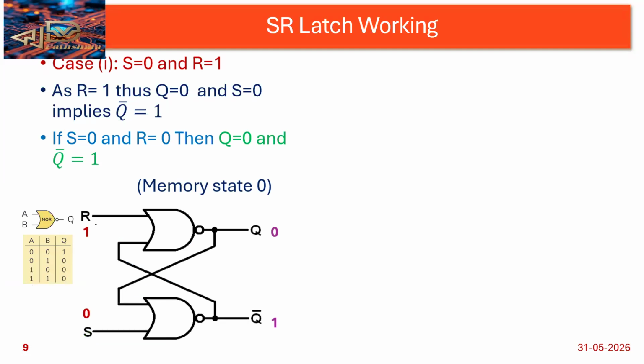What is the value you are considering? Q value is 0. So this 0 is going here, and 0 plus 0 is 0, 0 bar is 1. I'm getting the output as 1 here. Again this 1 is going here, and then 1 plus 1 means 1, 1 bar is 0. So the next state output is 0. So here it is storing that 0 memory state during the reset condition.